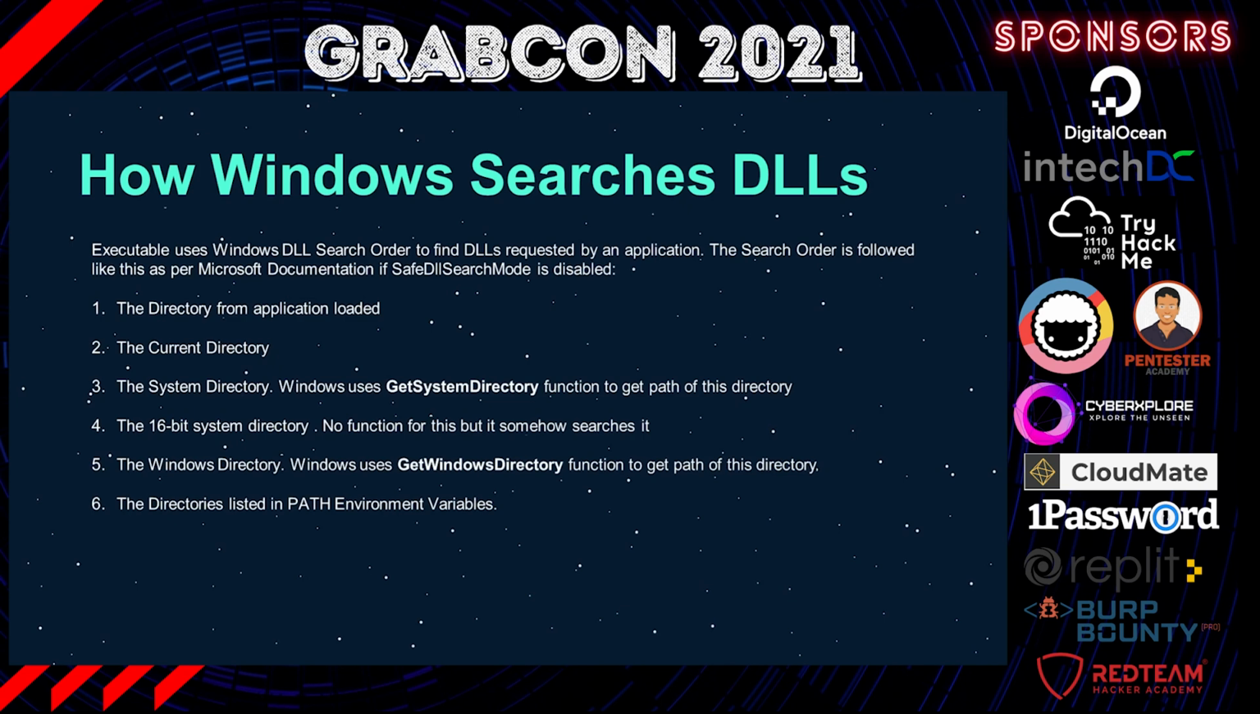Then the 16-bit system directory. There is no function for that, but it somehow searches it. Then the Windows directory. The following function is used to get the path of this directory, and then the directories listed in the PATH environment variable. So this is how things work. This goes step by step, right? One by one. First it will check Program Files, then second the current directory, then system, then the 16-bit system directory, then the Windows directory, and then the PATH environment variables.